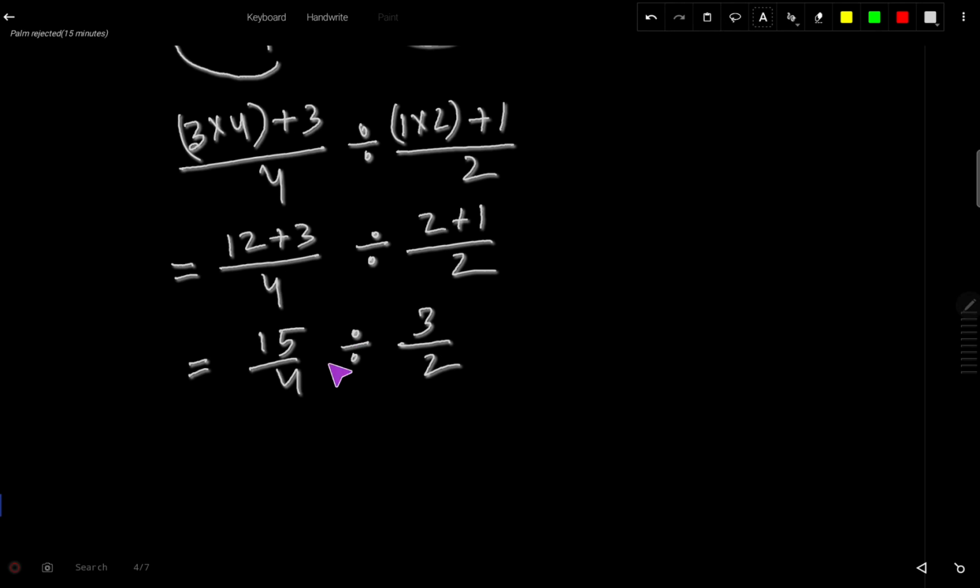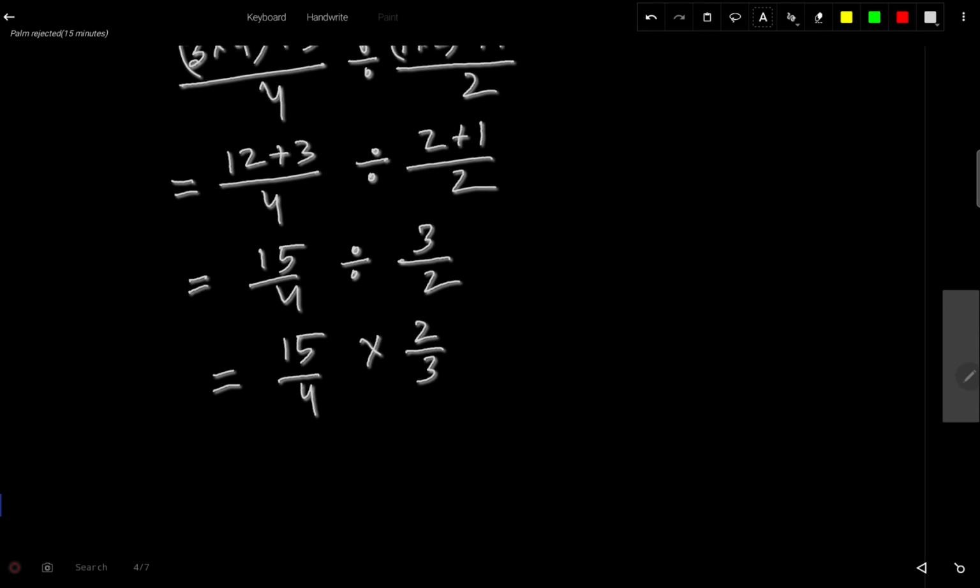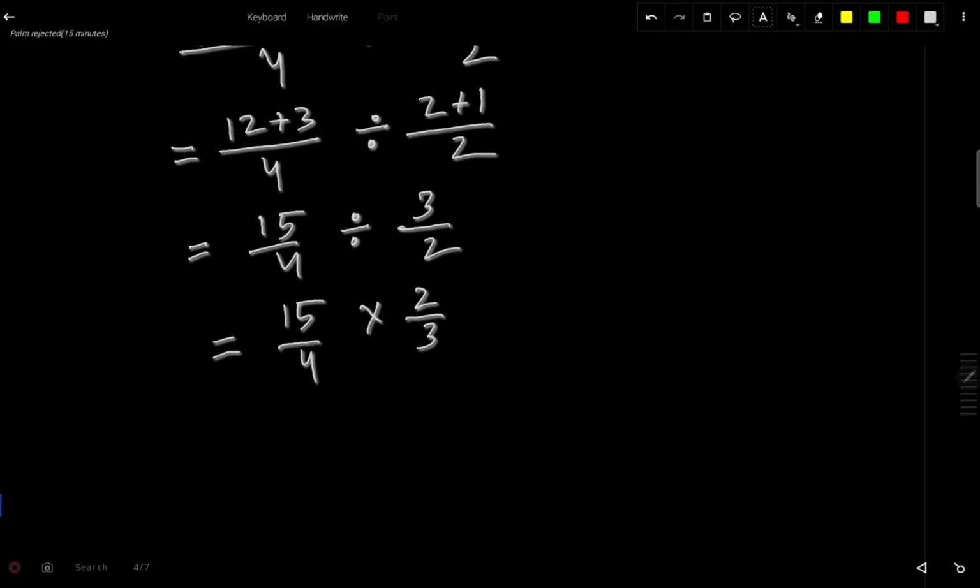So this division means multiplication by the reciprocal of this fraction. The reciprocal of this fraction will be this. Just change the position of the numerator and denominator. Okay, now you have to multiply these two fractions.